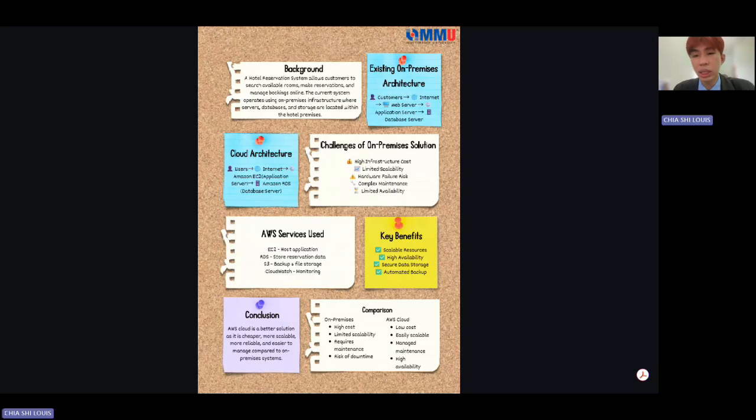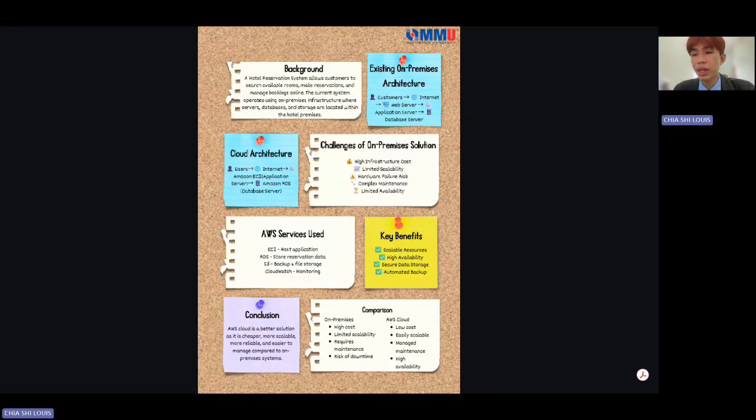Lastly, the key benefits. By implementing this AWS cloud solution, several benefits were achieved. First, it provides scalable resources, allowing the system to handle an increasing number of users without purchasing new hardware. Second, it offers high availability, ensuring the system remains accessible and operational for users.